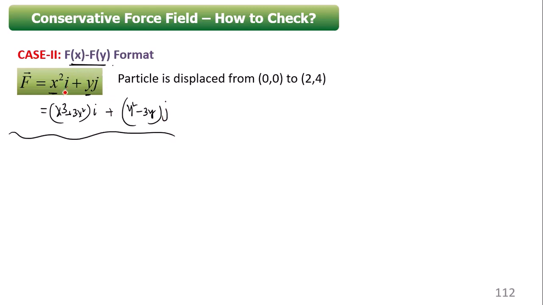If I use the constant force format, or the second situation called the fxfy format, that means I am putting only the x parameter with i and only the y parameter with j, and again the particle will displace from 0 to 4. Let us try to calculate the work. So dw should be how much? Again F dot dr. So simply write the integration of x square dx plus the integration of y dy, with limits 0 to 2 and then 0 to 4.